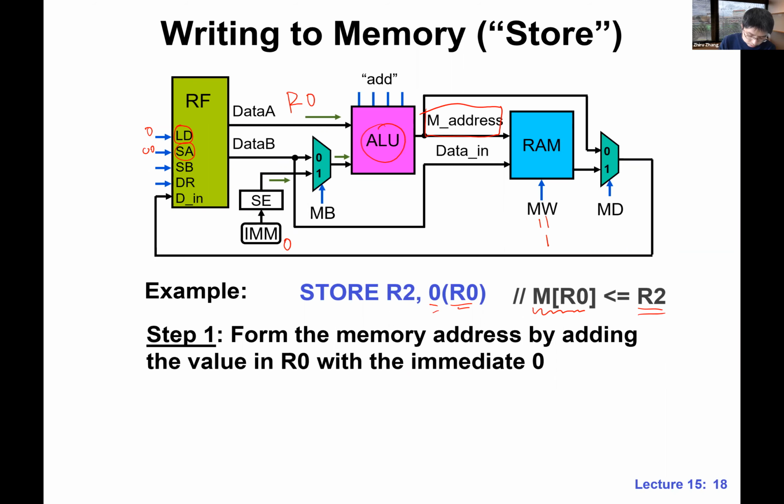Okay. Before we talk about SB, what about DR? What is DR? Do we write to the register file? No, right? We already know LD is 0. We don't write to the register file. So this is X.